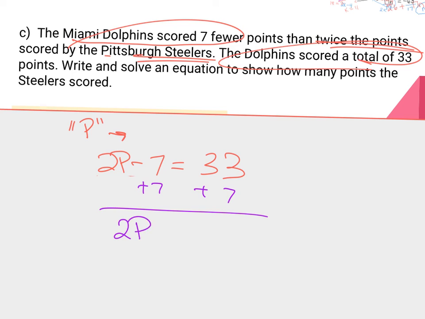You know that twice Pittsburgh was 40. That means Pittsburgh actually scored 20 points, because the Miami Dolphins scored 7 less than double the score. So if Pittsburgh scored 20, that means double that is 40. 7 fewer than that is 33, which is the amount the Dolphins actually scored.